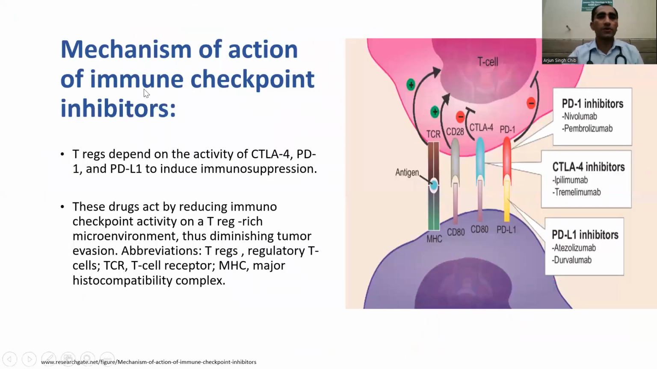And the mechanism of action of the immune checkpoint inhibitors. This is a slide which I think, as professionals, we should know a little bit more about, but it is not for the general public. This is the immune system. This is the body system.